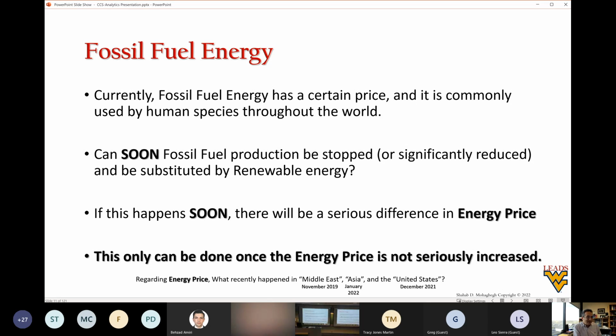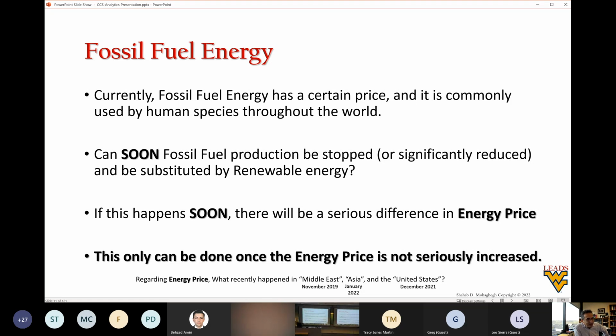And if you do not believe that, I strongly recommend that you do a bit of research into what recently happened in the Middle East, in Asia, and in the United States regarding the energy price. Go and find out. If you have a question, I'll talk about it at the end, but it'd be nice. Go see what happened in November 2019 in the Middle East, and in January of '22, last month, what happened in Asia, and in the United States, what happened in December 2021 when the price went high.